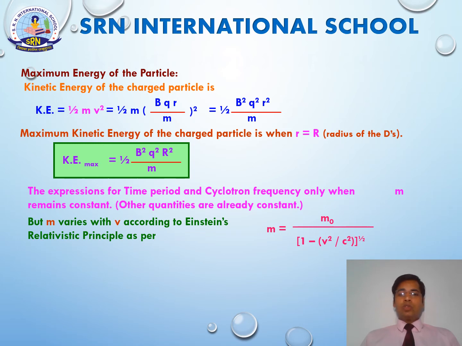Cyclotron cannot be used to accelerate neutral particles and negatively charged particles. Electrons cannot be accelerated because they gain speed very quickly due to their lighter mass and go out of phase with the alternating EMF and get lost within the D's. The maximum kinetic energy acquired by the charged particles is ½ B²q²r² divided by m.